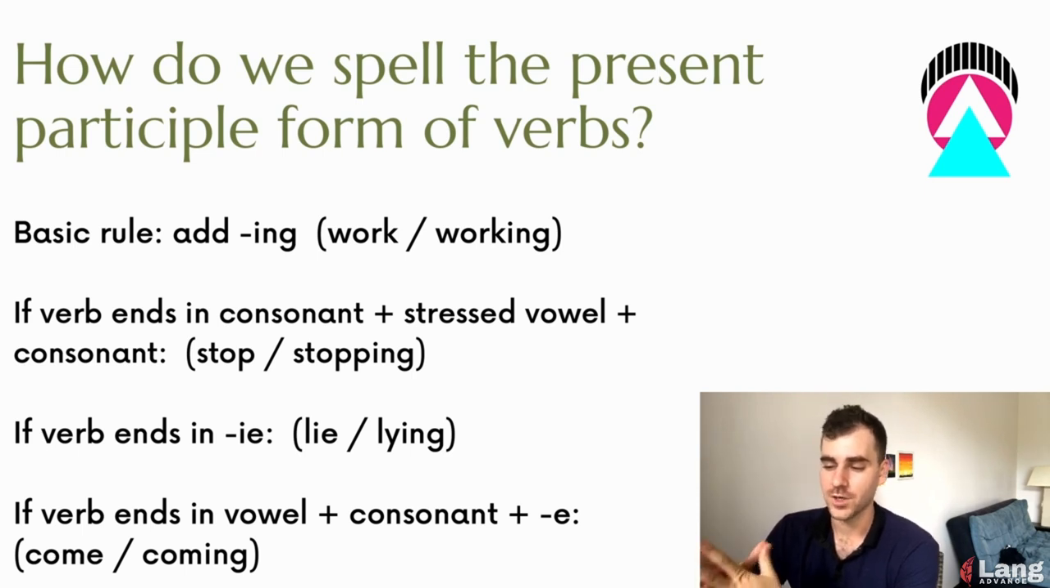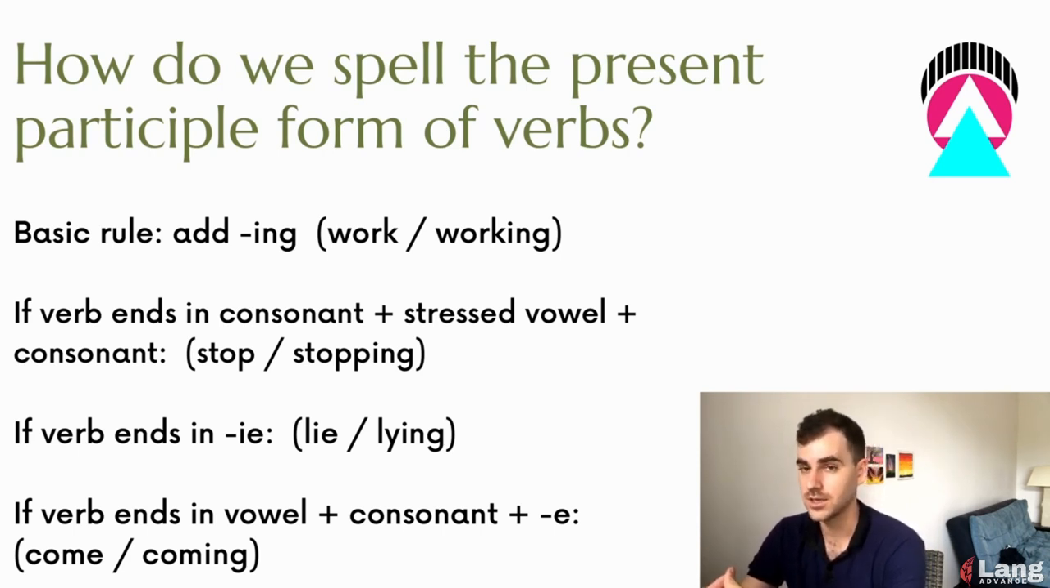However, if the verb ends in a consonant plus a stressed vowel plus a consonant, for example in stop, t is a consonant, a is a stressed vowel, and p is a consonant. In this case, we double the last consonant and add ing. So stop becomes stopping with an extra p.